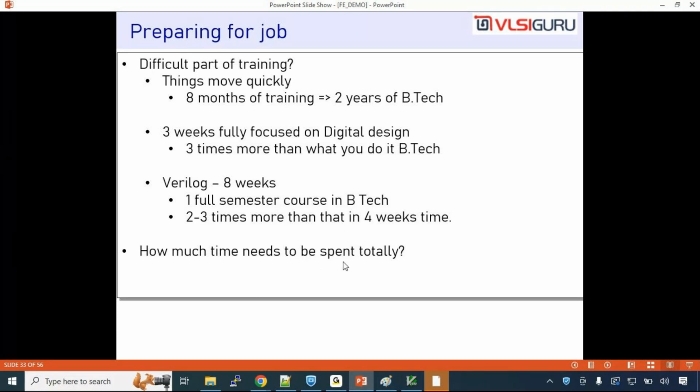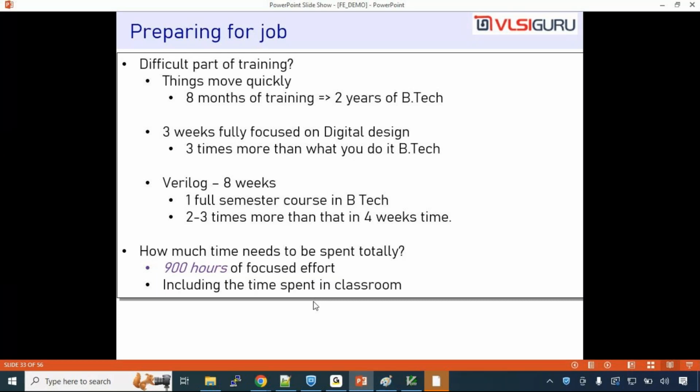How much time needs to be spent totally? Overall, you should be spending around 900 hours of effort. How did we come up with 900? Digital design will require 100 hours. Verilog will require 150 hours. Like that, if we add up totally, we came up with 900 hours. This includes the time you spend in the classroom also. You already spend a lot of time in the classroom.